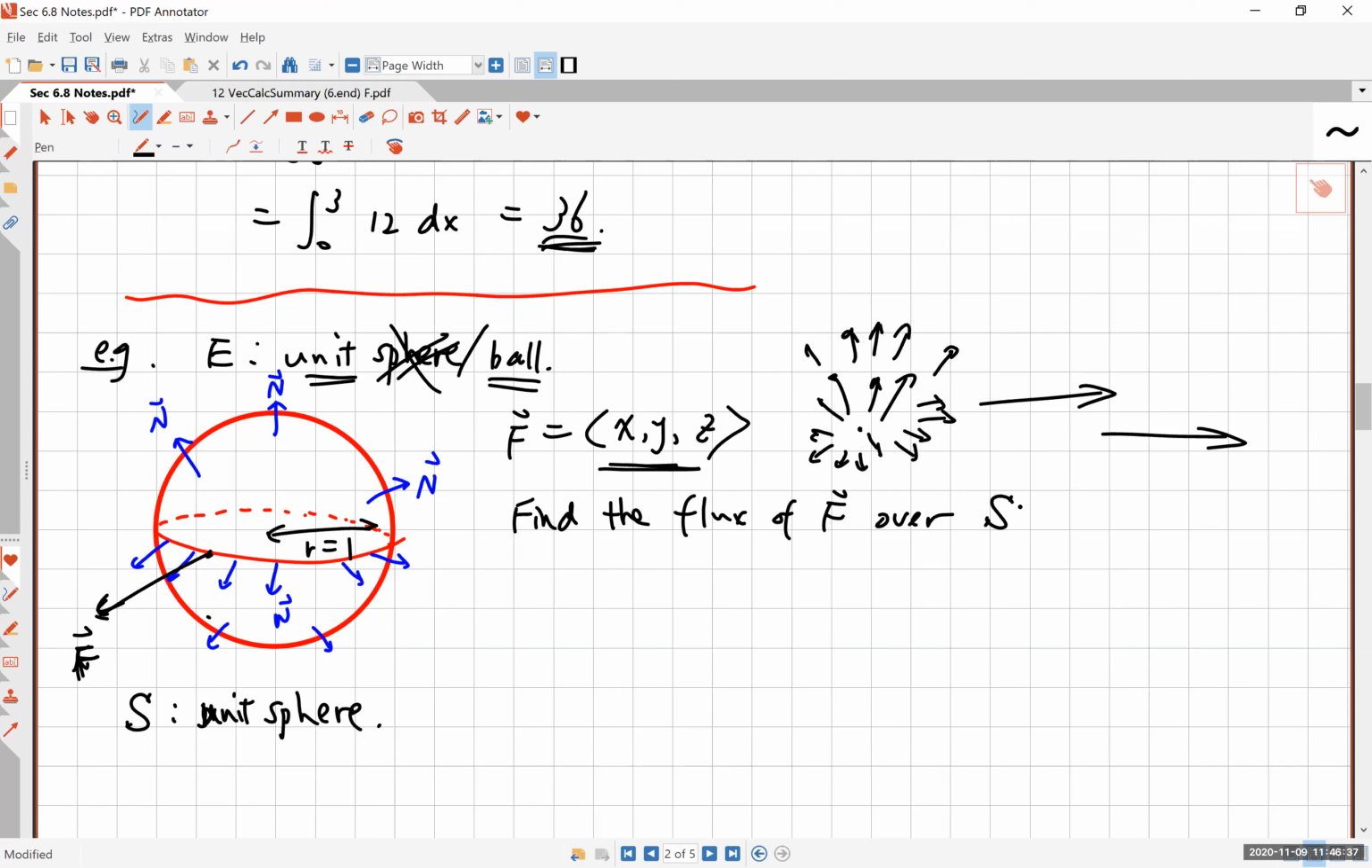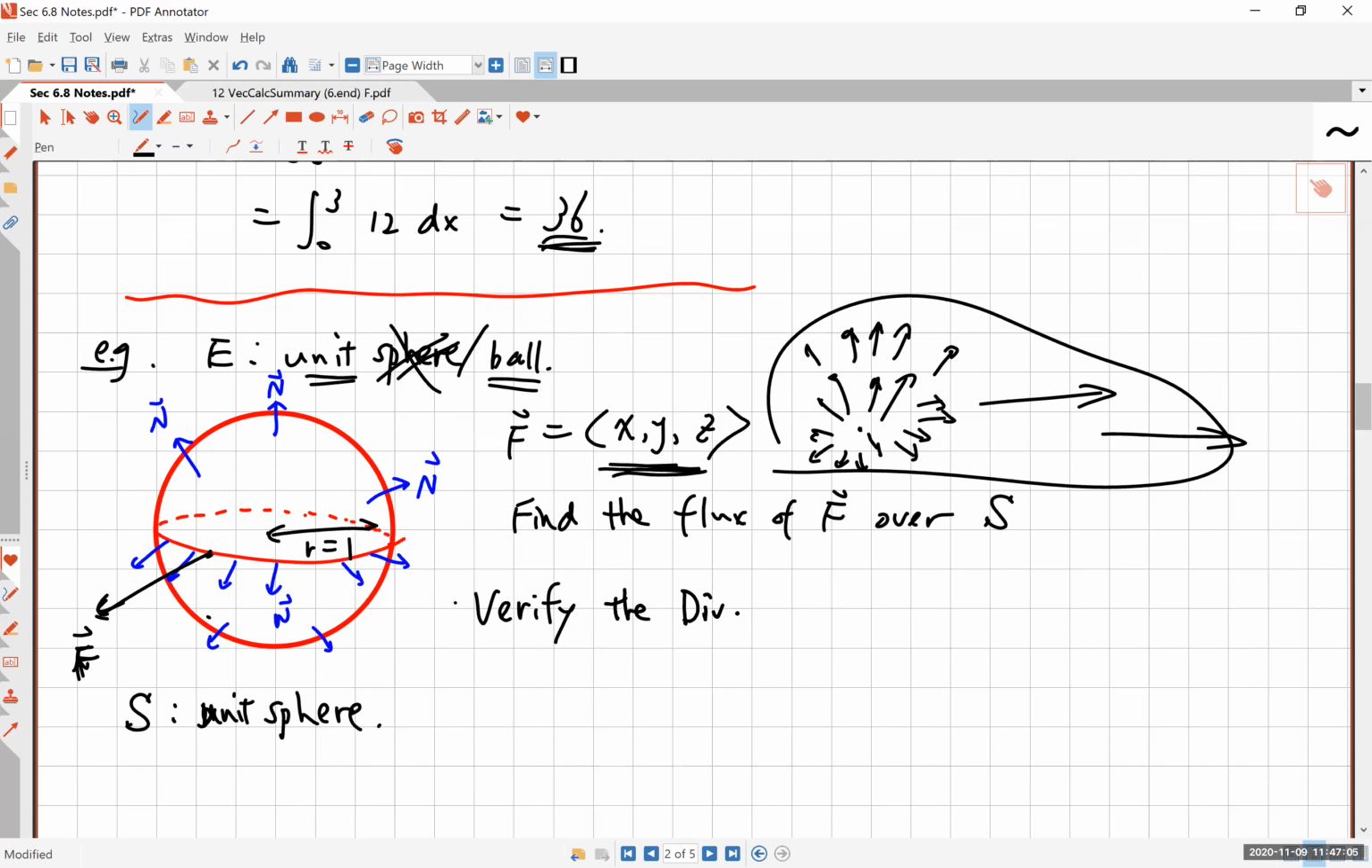Now the answer is going to be definitely positive because, as you can see with this vector field, everything's going away from the origin to the outside, right? So again, if an energy is exploding from the origin, according to this vector field, then the flux will be definitely positive. Let's go ahead and calculate this in both ways. So maybe the question would say something like this: verify the divergence theorem, which means find the left-hand side and find the right-hand side and show that they are equal to each other.